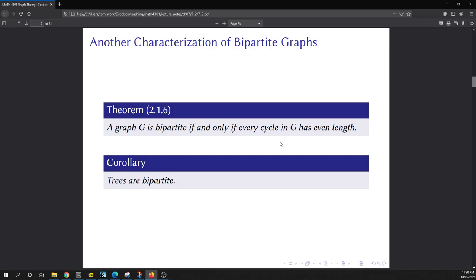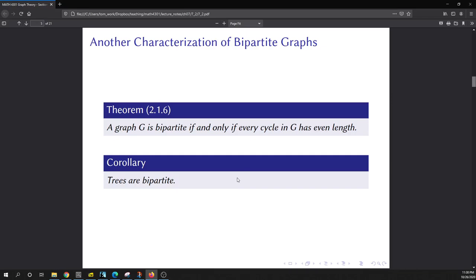A corollary of this theorem is that all trees are bipartite. Trees have this property that every cycle in G has even length, because there are no cycles in a tree. So they all are essentially zero length, and therefore trees are bipartite.